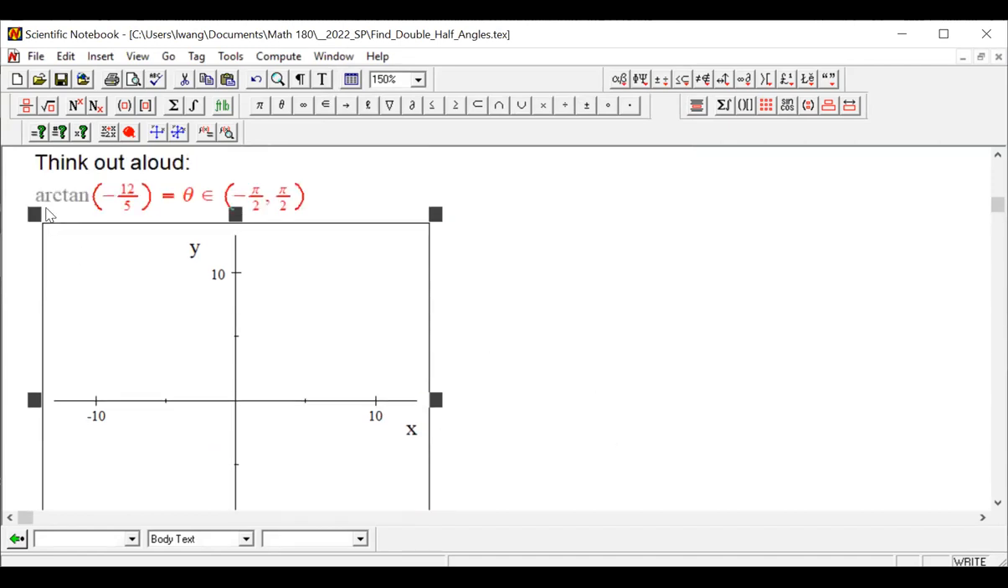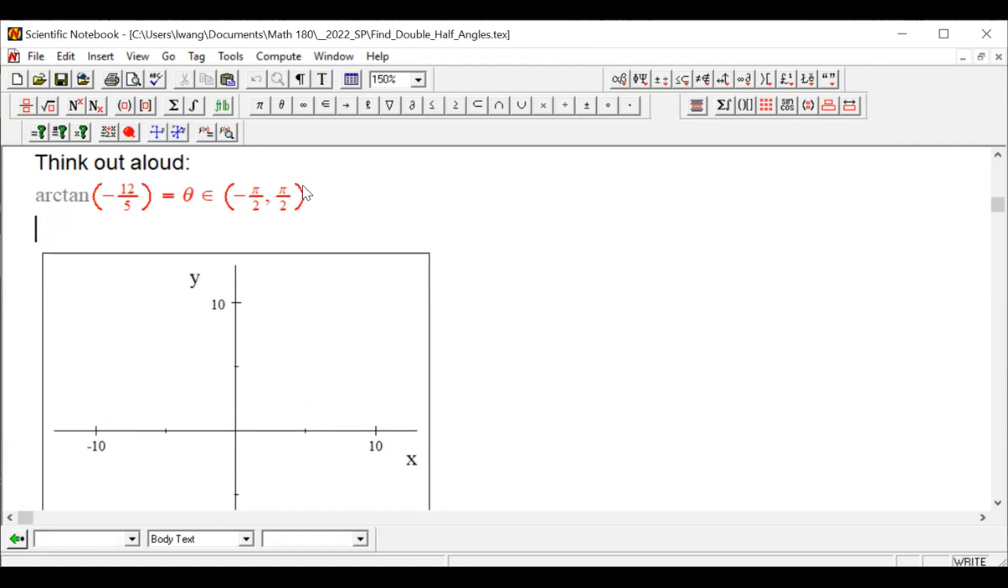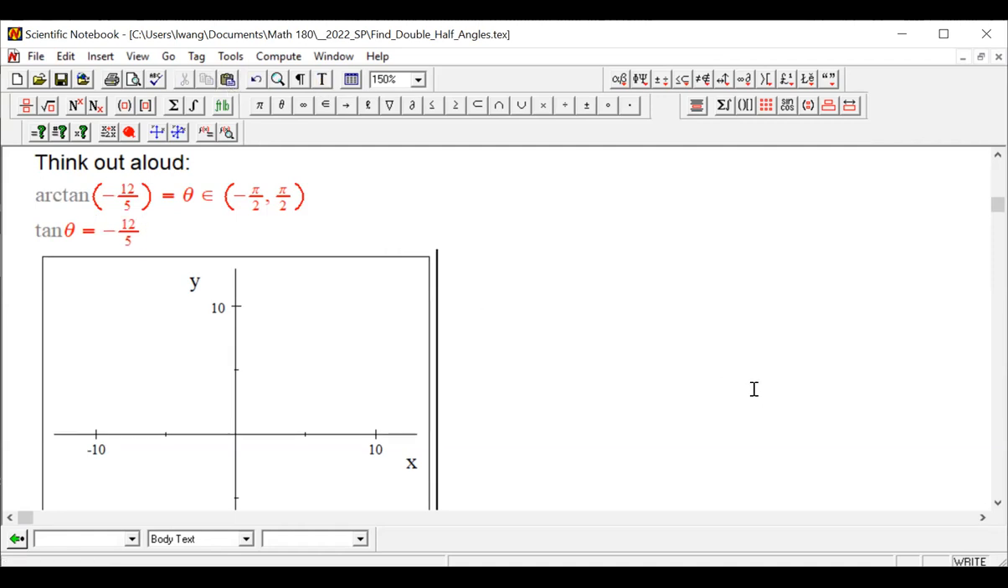All right. So we understand that under this assumption, tangent theta is equal to -12/5. So we were basically told y/x. That's the definition of tangent. You can see it's either in the first or the fourth quadrant, and it cannot be in the first quadrant in this case.